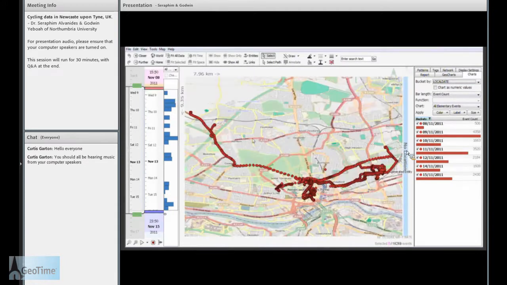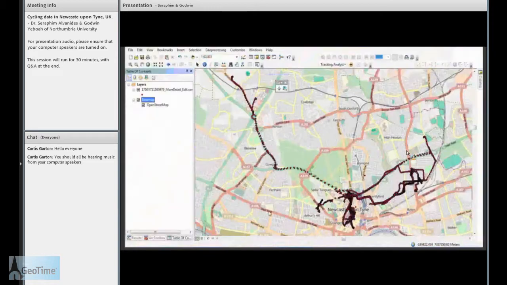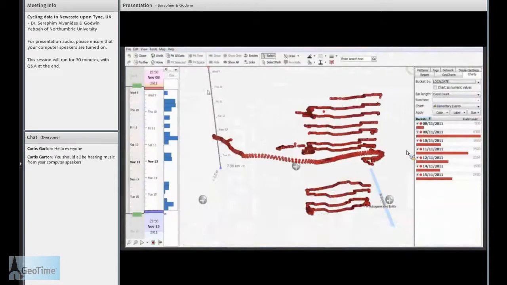The next step is just to be sure of the orientation. You can compare this with ArcMap. That's what I'm trying to do here. So you flip to ArcMap and see the orientation visually, just to be sure the orientation is correct.